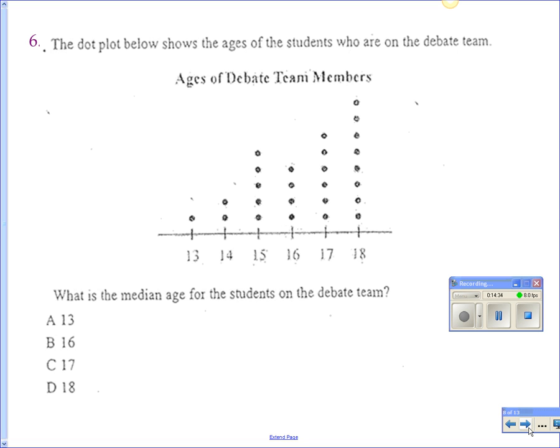All right, number 6. A dot plot below shows the age of students who are on the debate team. What is the median age for students on the debate team? Daniel, what's the key word? Median. And what does that mean, Daniel? The one in the middle. Okay. Haley, what do we always have to double check before we find the one in the middle? That they're in order. So guys, look, are these in order? 13, 14, 15, 16, 17, 18?